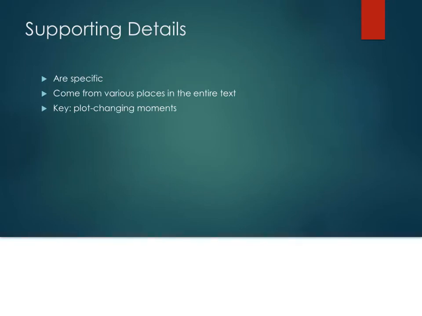Now, of course, once you've found your themes, you'll need to make sure that you give supporting details. When you're doing that, make sure that you're being specific. You could even give individual quotes. Don't just summarize what's going on in the text. So quotes would be a good way to go. They should come from various places in the entire text. Please don't just pull quotes from the beginning of the text.